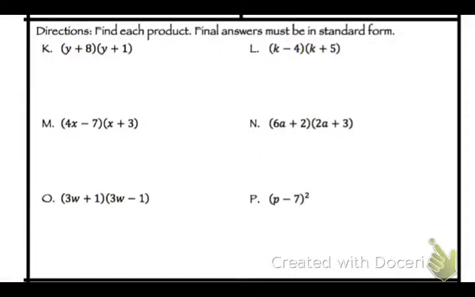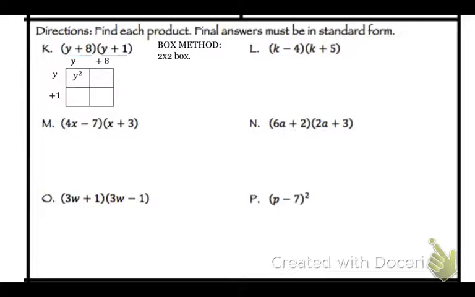Okay, so let's find the product of these, and our answers must be in standard form. That's just always your answers should be in standard form. But we're going to do these using the box method, and then you guys can decide which method works better for you. I don't care as long as you're getting the right answer. So we have 2 terms each right there. So I'm going to draw a 2 by 2 box. Then I'm going to put y plus 8 on the top, y plus 1 on the bottom.